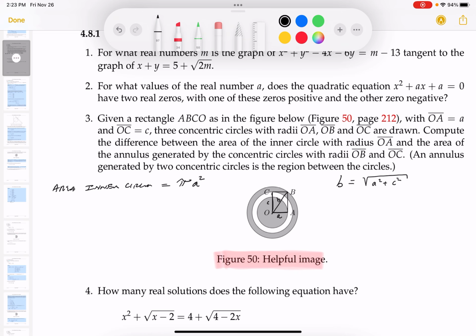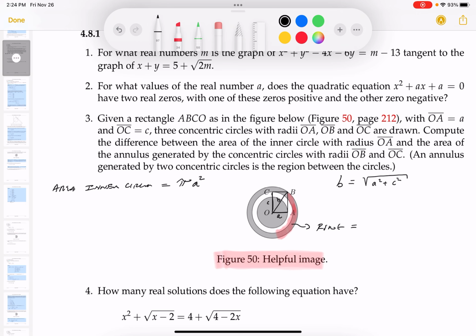So I want to talk about the annulus, right? Generated by the concentric OB and OC. So OB and OC, they're talking about this ring over here. That's what they're talking about, this ring. All right? So let's compute that ring. And what's that ring going to be? I got to be careful here. It's going to be, let's write this down, the area of this ring over here. This is the ring.